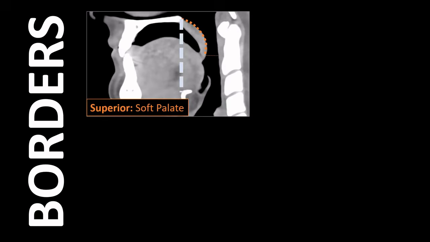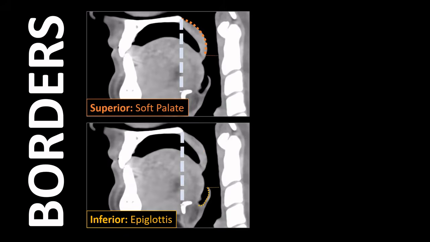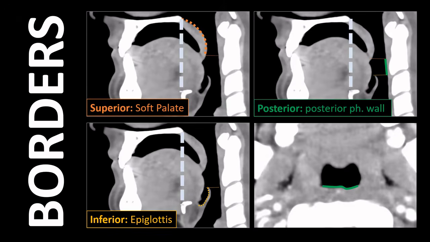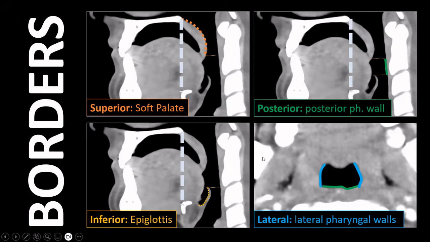Then the superior border of the oropharynx is formed by the soft palate, and the soft palate is part of the oropharynx, as already said. The inferior border is formed by the lingual surface and the tip of the epiglottis, which is not part of the oropharynx. The posterior border is formed by the posterior oropharyngeal wall, and here we see the posterior pharyngeal wall on a magnified axial CT image, and the lateral borders are formed by the lateral pharyngeal walls at the level of the tonsillar region.